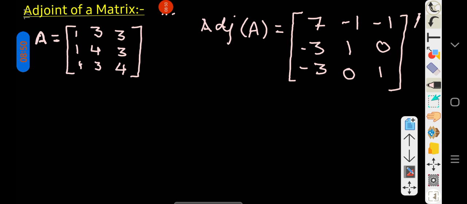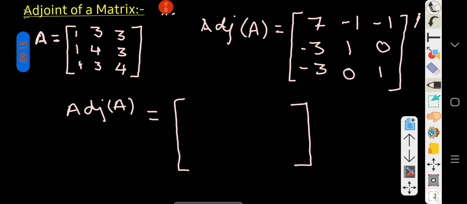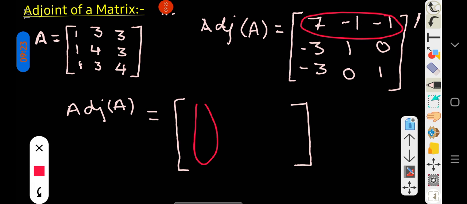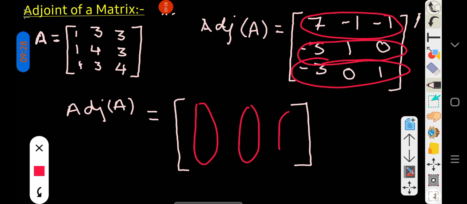Now we got this matrix. Now we have to get the transpose of this matrix. Okay, so the adjoint matrix of matrix A will be, okay, so how can we get that matrix? For that we have to interchange the rows and the columns. That means the first row will become the first column, second row will become the second column, and third row will become the third column, right?